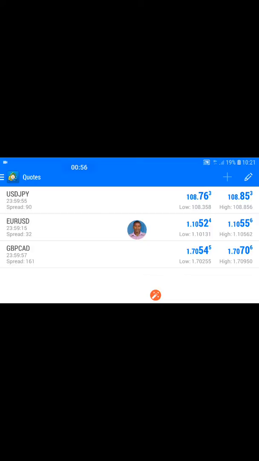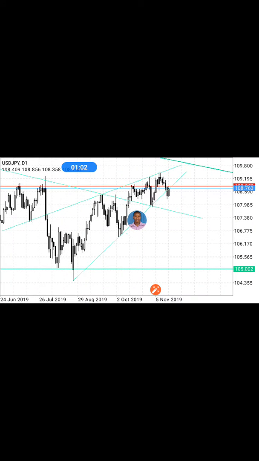So let's start with the United States dollar versus Japanese yen. This is what we have on USDJPY on the daily time frame. I'm going to explain how I'm expecting this pair to move in the following week.